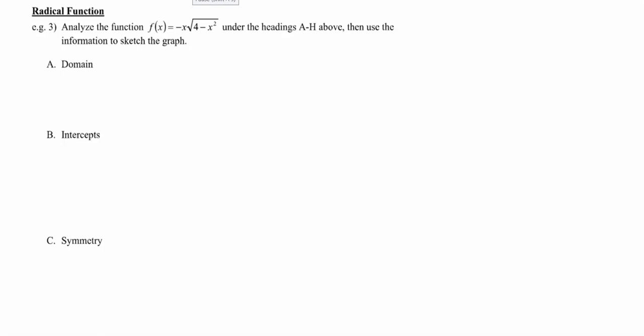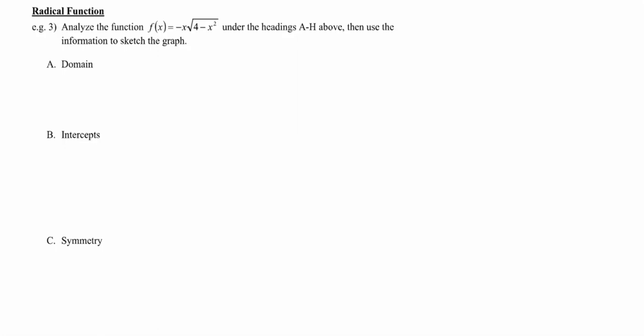All right, now we're going to be sketching radical functions. So we're going to do the same as we did in the last ones. We're going to analyze the function f of x is equal to negative x times the square root of 4 minus x squared. And then we're going to find each of these pieces and then make a sketch out of that, right? So, all right, let's start off with the domain.